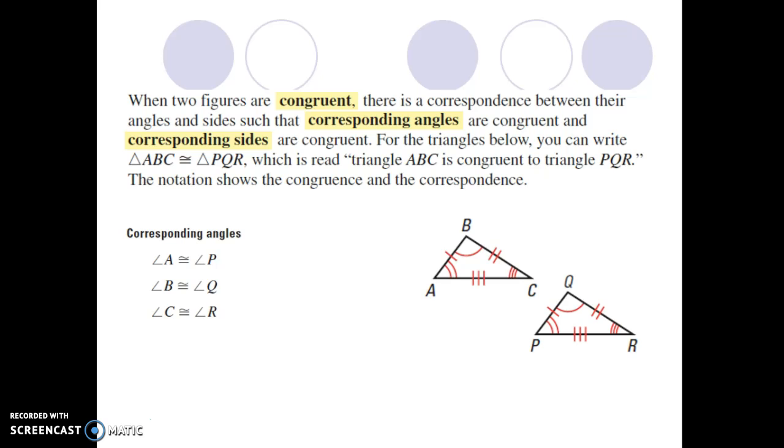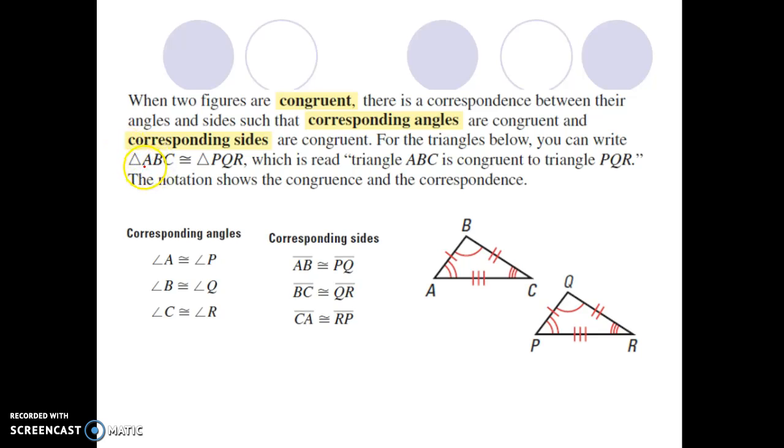Additionally, side AB is congruent to side PQ, side BC is congruent to side QR, and side CA is congruent to side RP. Again, this being marked on the diagram, you can clearly see that without knowing anything about congruent triangles. Now, the way that I can tell which side and which angle matches up with which is by looking at the notation they give me here.